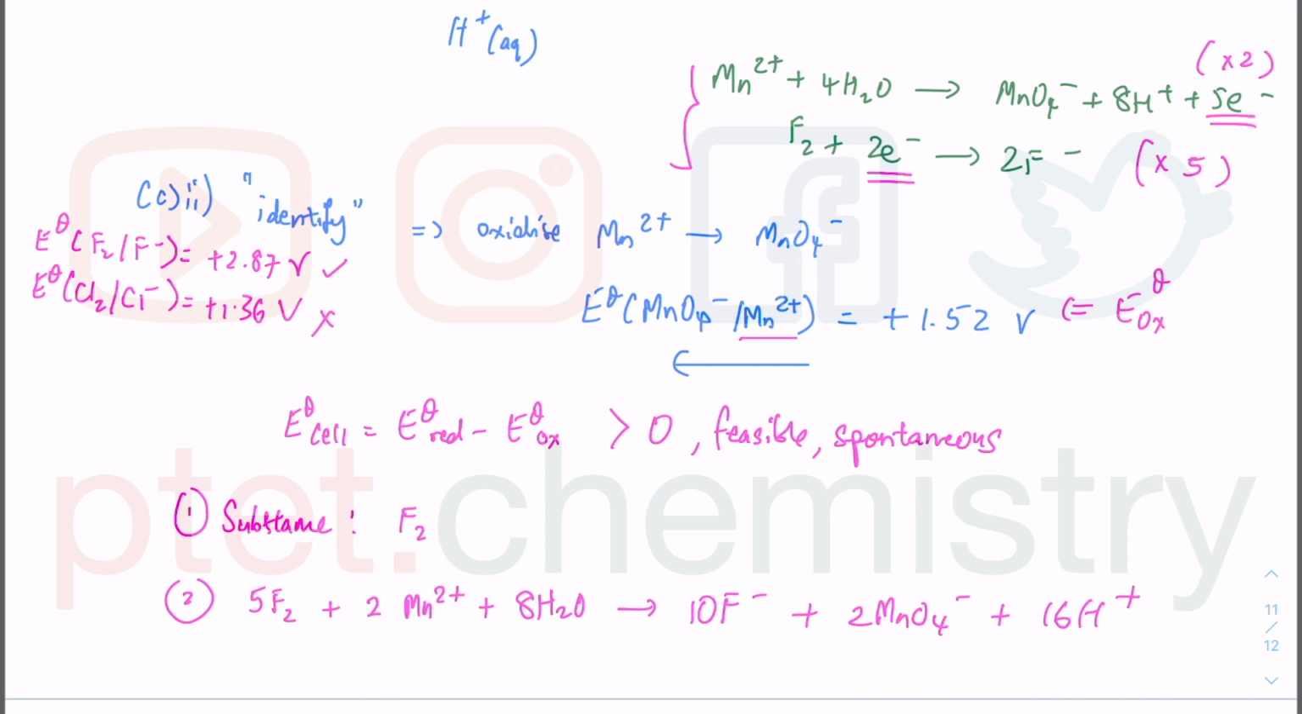They didn't ask you to explain why it's feasible, but if they do, then you can show the calculation. Your E-ret will be plus 2.87 minus bracket plus 1.52 volt, and you will get the E cell to be a positive value, which your calculator will not show you, so you have to write down the sign, the value, and the unit. And the sign of E cell being positive, as stated in the syllabus, is for a feasible and spontaneous reaction because the delta G will be less than 0. Okay, that's the end of that 11 mark question on electrochemistry.